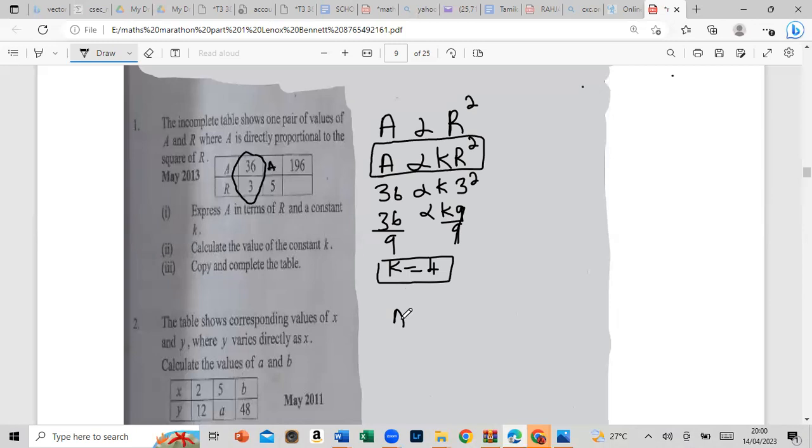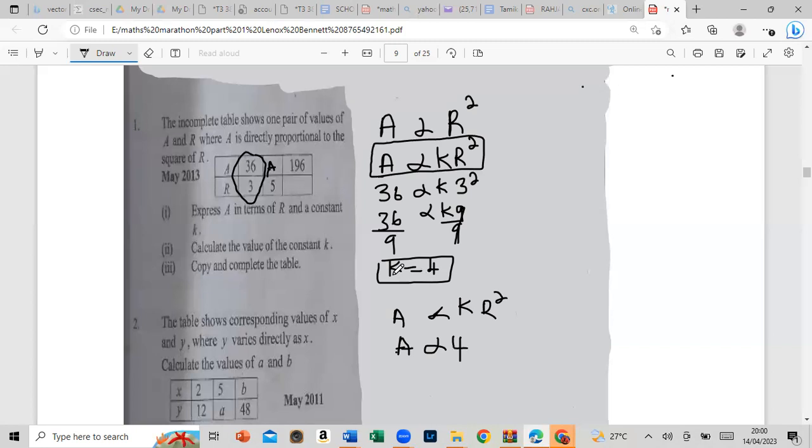And they say, same thing, A is directly proportional to K r squared. We don't know what A is, so put the value for K there. All right, we worked out K, so we know it's a K of 4 now, right? And then now this would be 5, the value of r of 5. So we can put it in a bracket just to kind of differentiate, and then we can work out A.